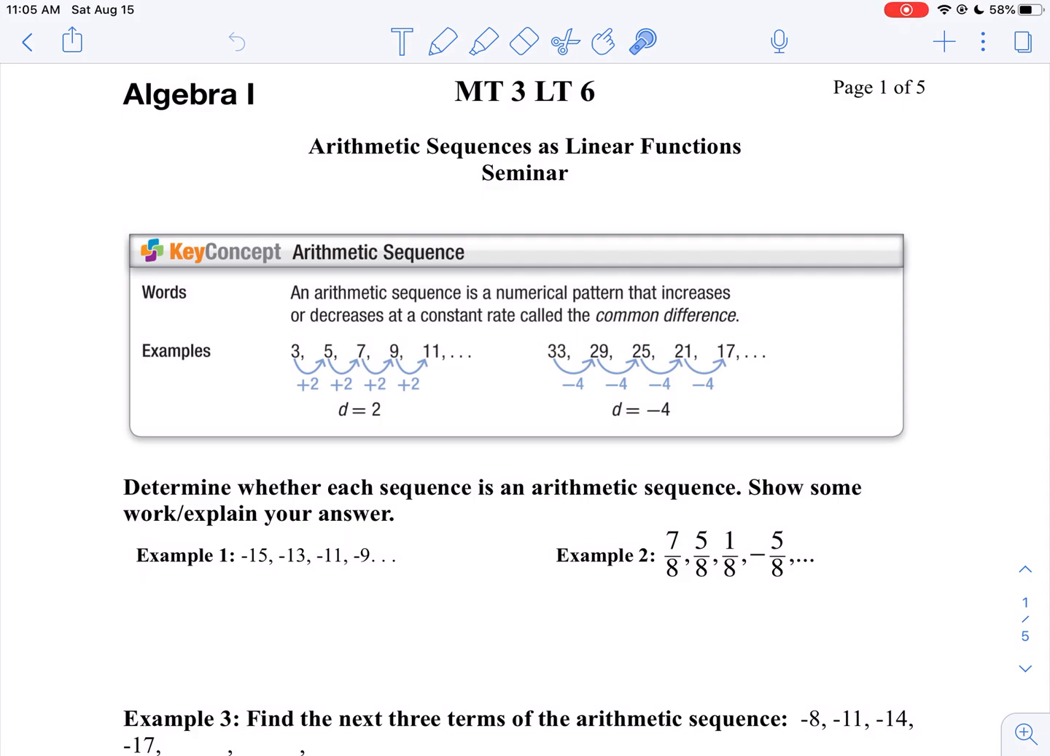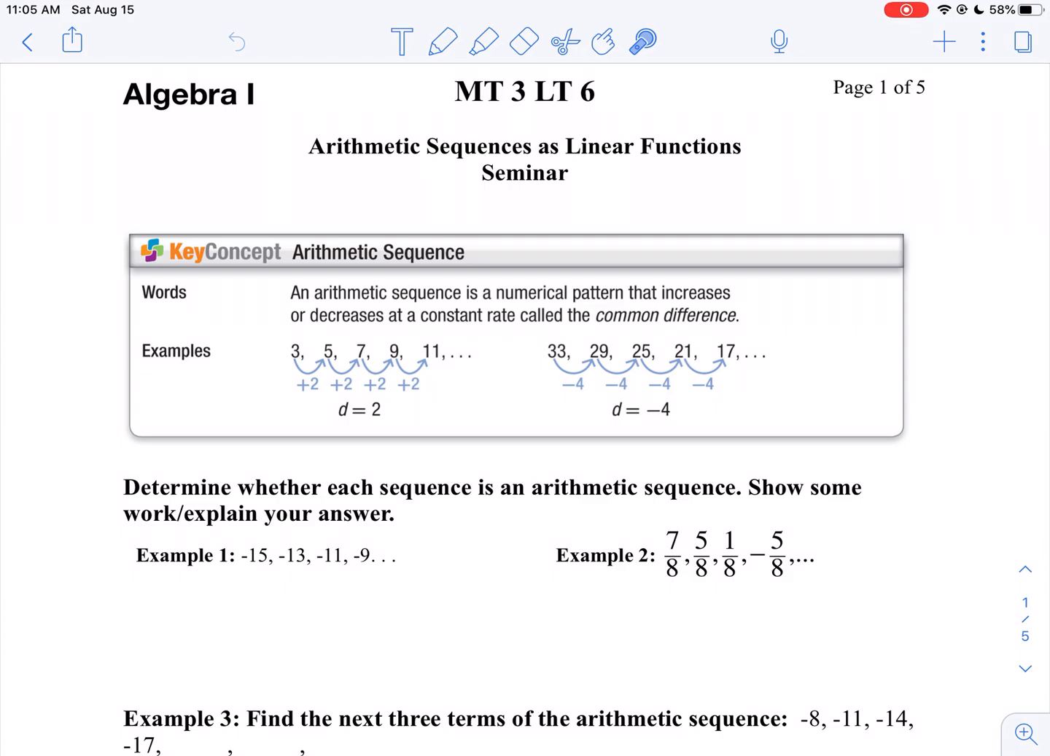If you have an arithmetic sequence, when you have the sequence of numbers, there's going to be a pattern. You're going to add or subtract the same thing to each term to get the next term. That difference is called the common difference, the thing you add or subtract. So in the first example, it's 2. In the second example, we're subtracting 4.